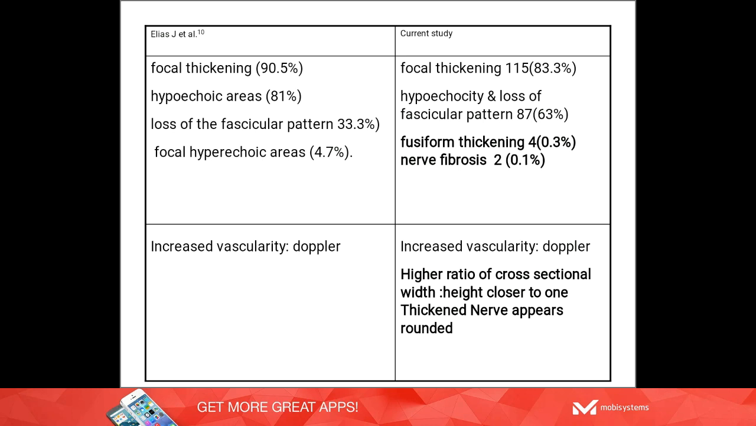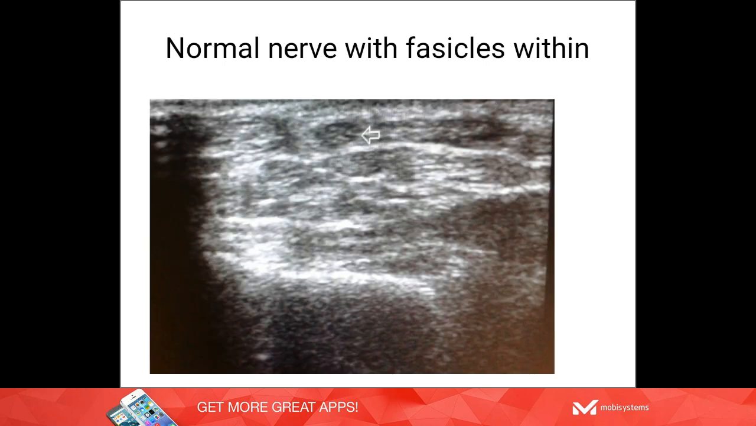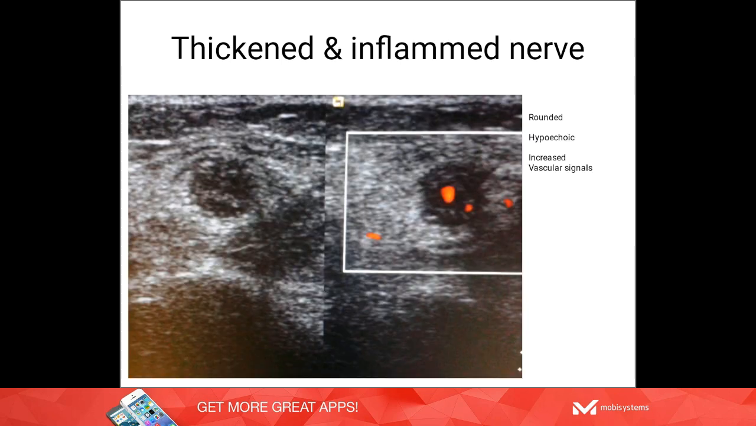All the thickened nerves showed an increase in vascularity on Doppler, and there was also a higher ratio of cross-sectional width and height, which was closer to 1, and just indicates that thickened nerves appear more rounded. Here we have an image of a normal nerve which shows a bundle of straws or fascicles within. This, on the other hand, is a thickened and inflamed nerve which is more rounded in contour that we see, with also increased vascular signals on Doppler mode, which is seen on the inset.